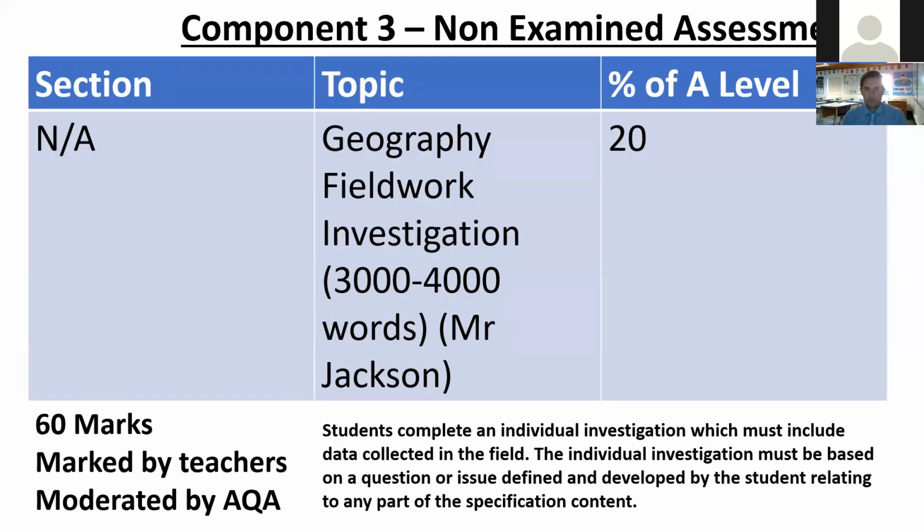In terms of the third component, component 3, that's the non-examined assessments. So this is often referred to as the NEA. It's basically what used to be called coursework. It's between 3,000 to 4,000 words long. It's 20% of your final A-level mark, and it's marked out of 60.